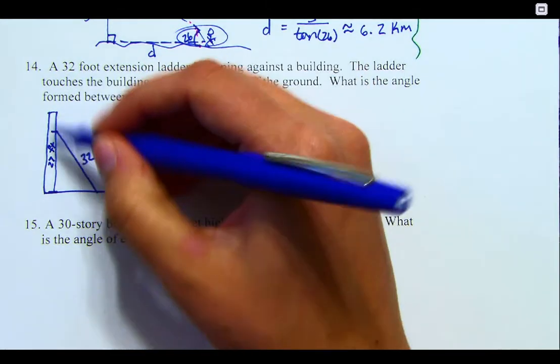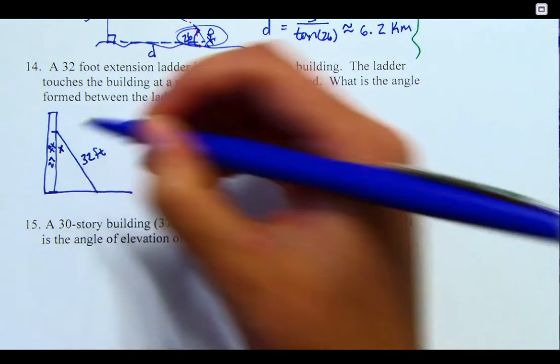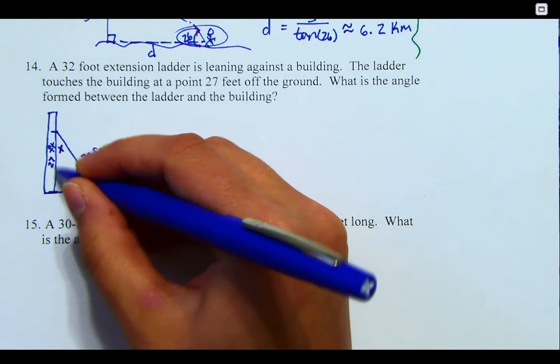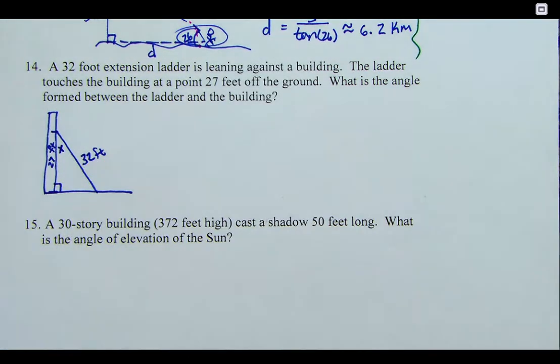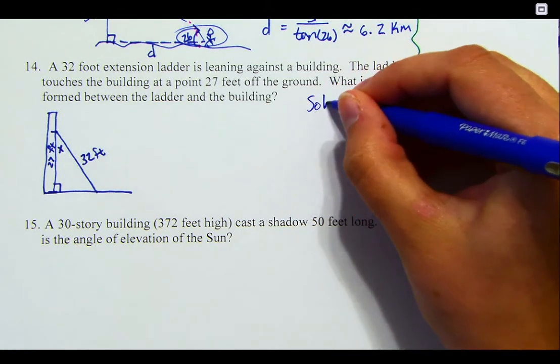So if this is my building and this is my ladder, it is asking for this angle up here. And we're, again, making an assumption the building is making a right angle with the ground. Now this time we're finding an angle, so that means that we need to use our inverse trig functions. Now we're still using SOHCAHTOA to help us.